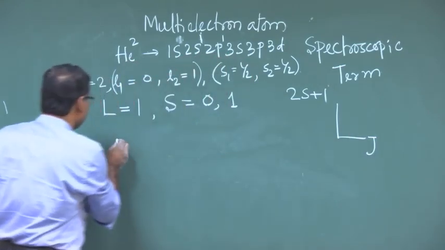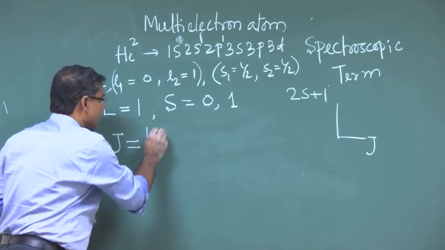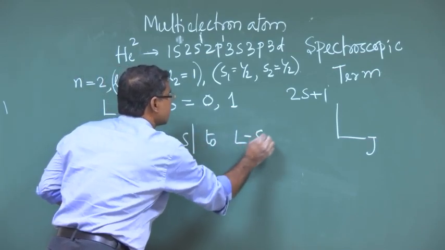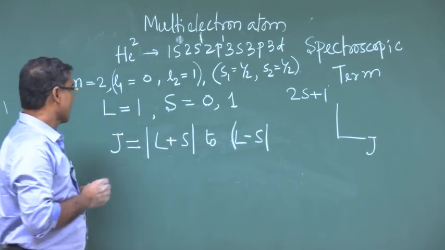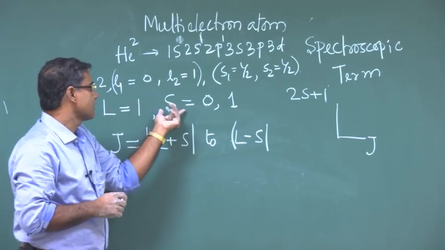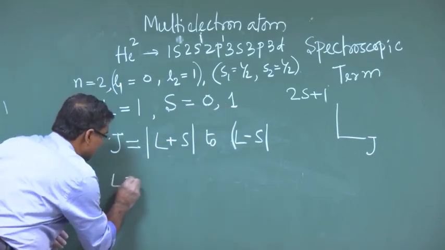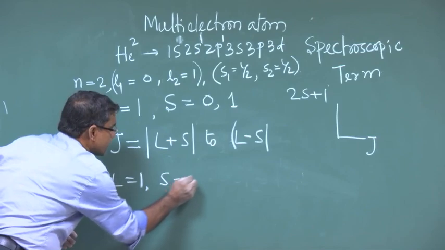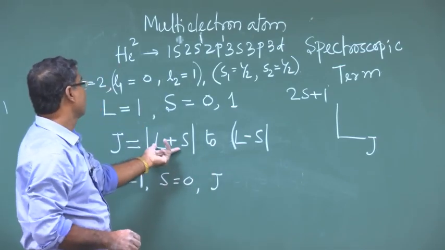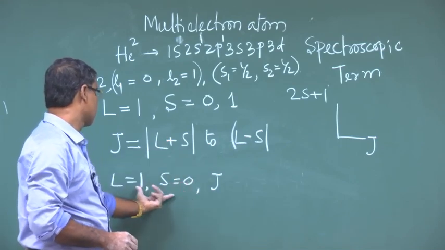So the J value, as I told, will run from L plus S to L minus S. Here L is 1, fine, but S is either 0 or 1. So if you consider L equal to 1 and S equal to 0, I will get the J value. J value is 1, right. J value is 1.